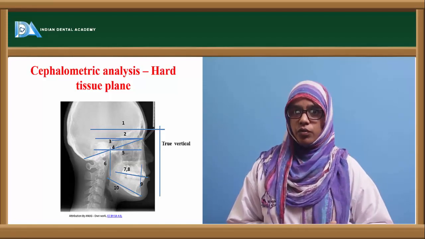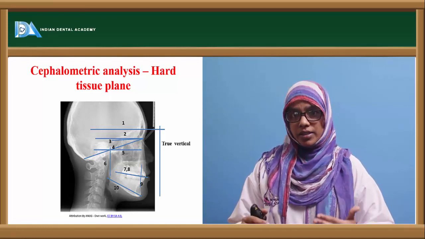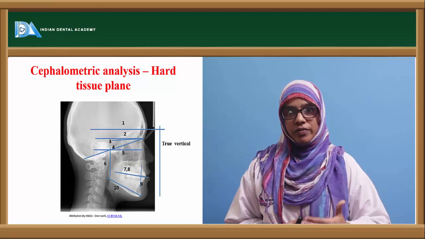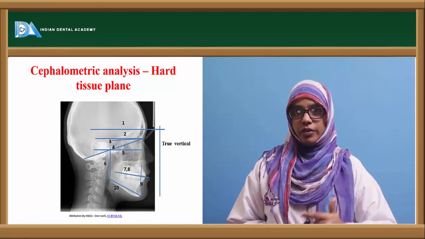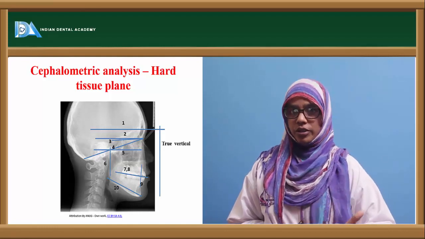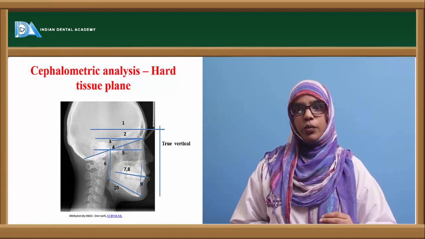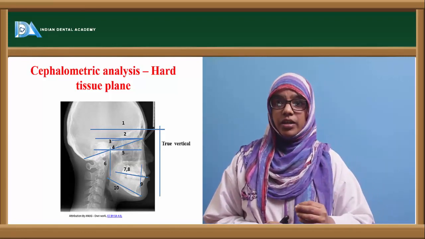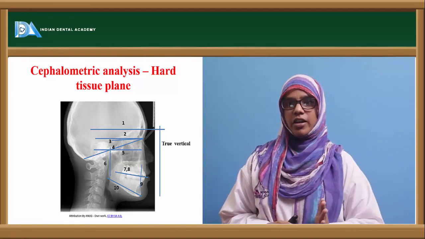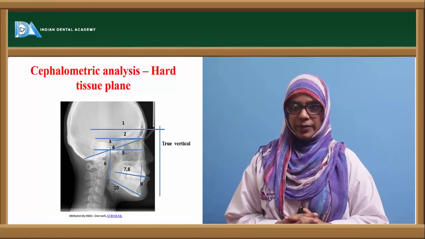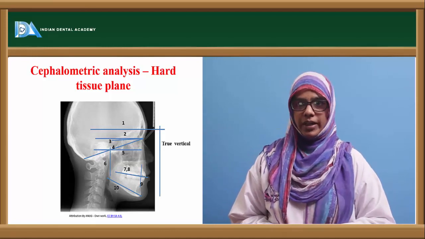Then we have plane 4, which is nothing but basion and the nasion. Now this plane separates the skull from the face. Then you have number 5, that is the Frankfurt horizontal plane, which starts from the orbitale to the external point of the external auditory canal. Then number 6 is nothing but, you can say, the pterygomaxillary fissure. You draw a line perpendicular, that is parallel to the true vertical line. 7 and 8 are the occlusal plane, and 10 is the mandibular plane.